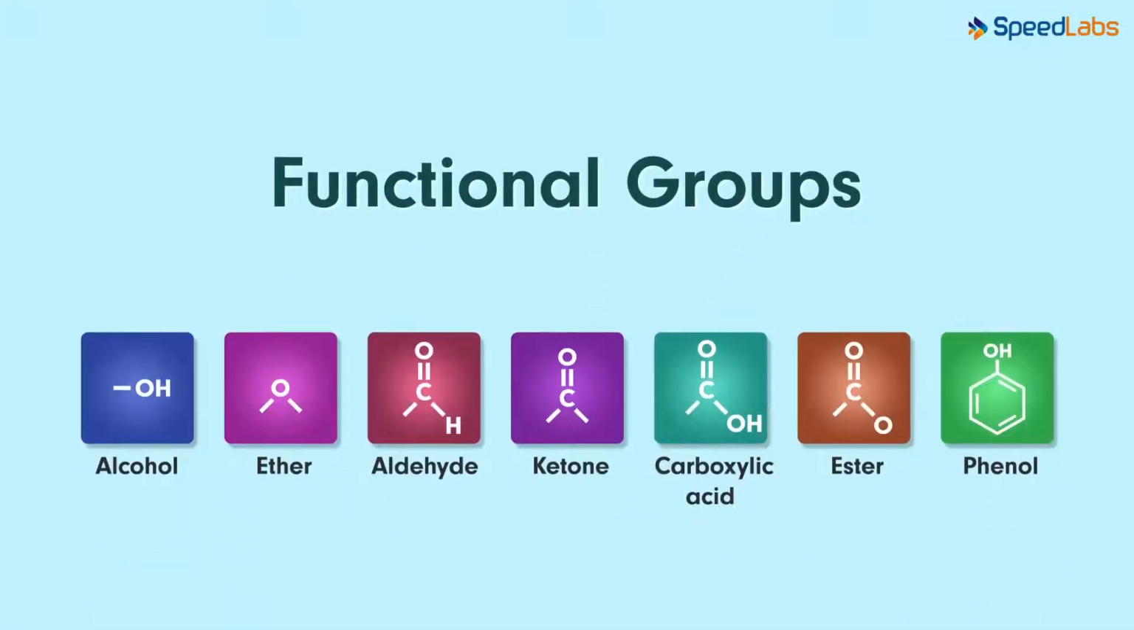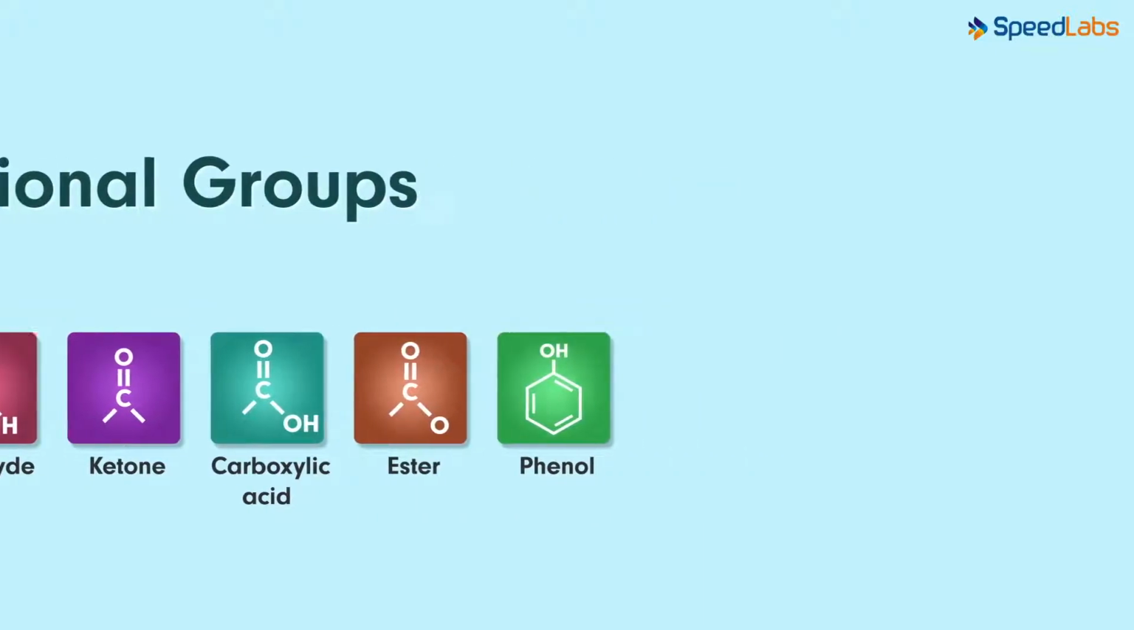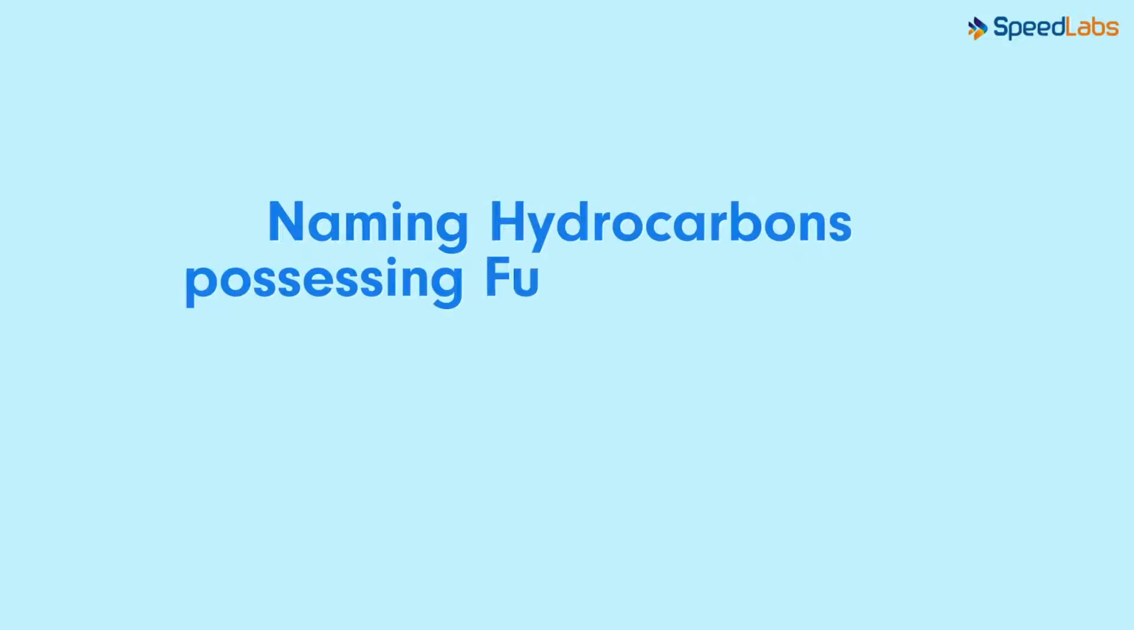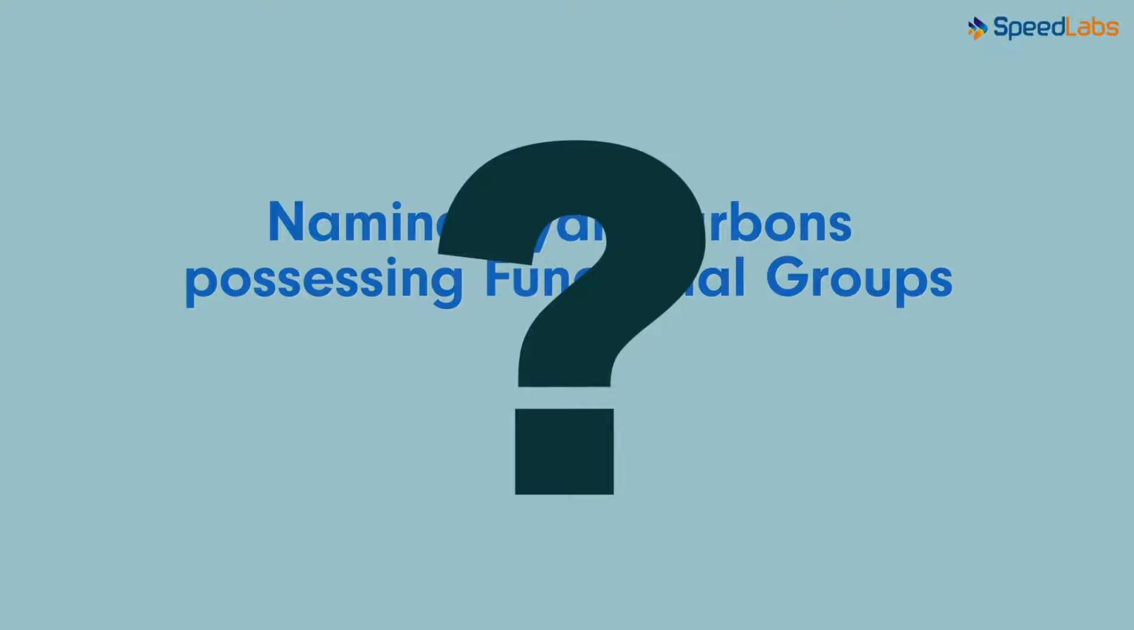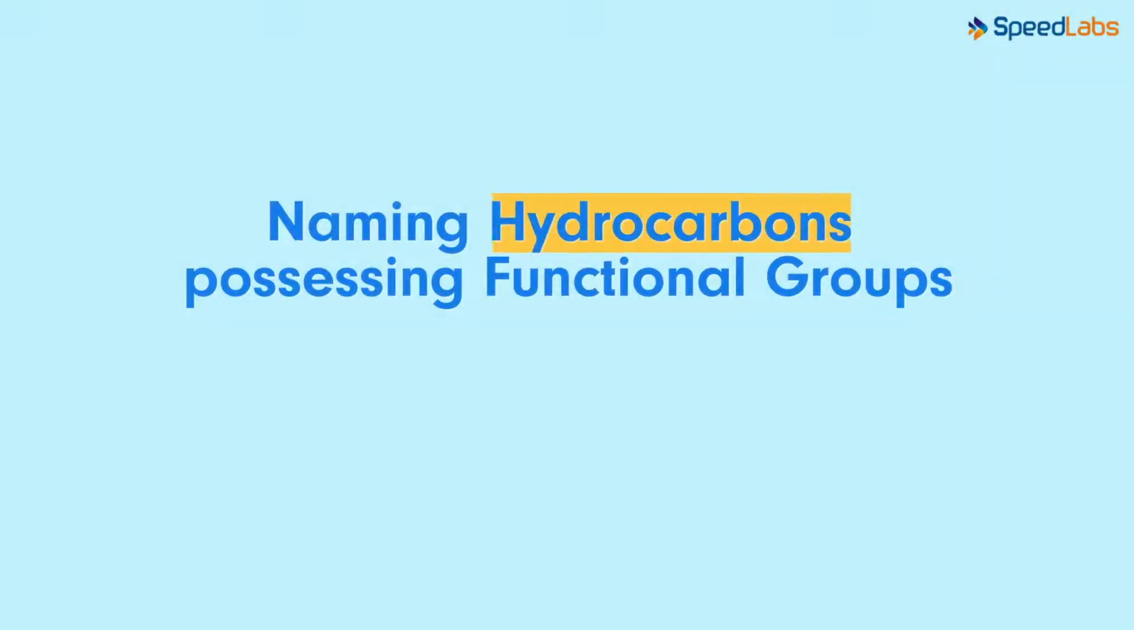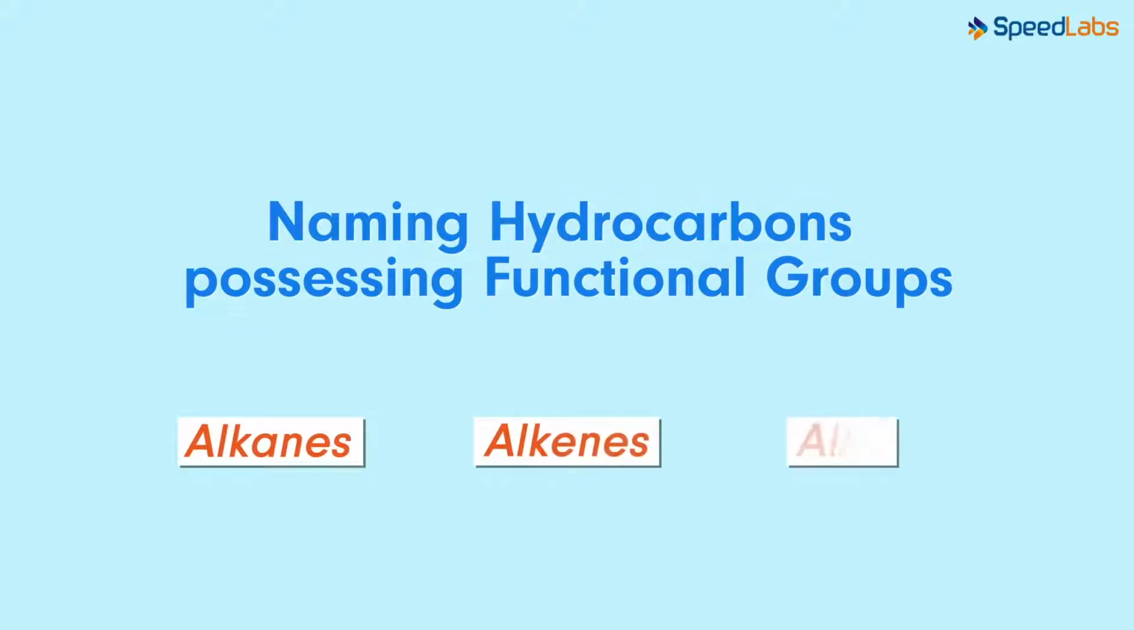By now we are well versed with what functional groups are and how they affect the properties of our hydrocarbons. Now the next important thing in our list is to name the carbon compounds that have functional groups attached to it. Why do we need to learn this? We have already learned how hydrocarbons are named in our previous videos. We have studied the nomenclature of alkanes, alkenes and alkynes. Maybe we just have to add the name of the functional group that is attached to it, right?